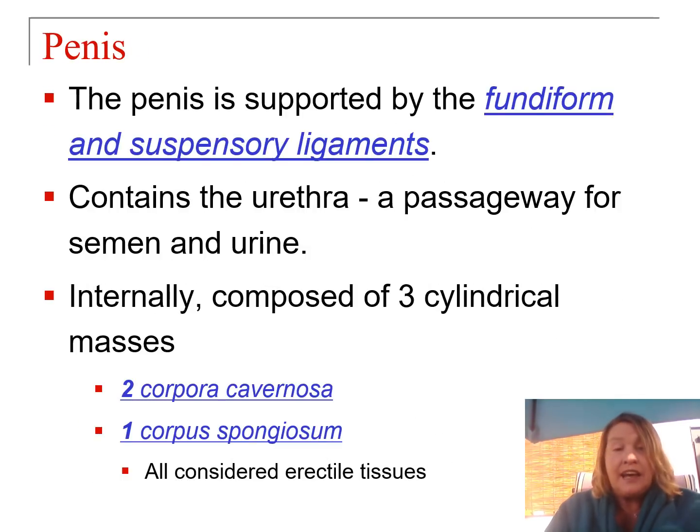Okay, the penis itself. So the penis is supported by the fundiform and the suspensory ligaments. And it contains the urethra. I think you already know that. It's the passageway for semen and urine. But internally, it's composed of 3 cylindrical masses. There's 2 corpora cavernosa, and 1 corpus spongiosum.